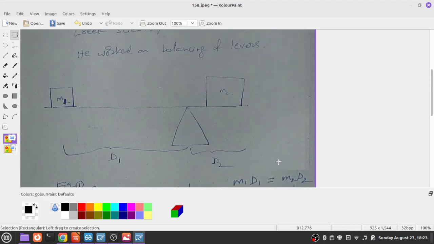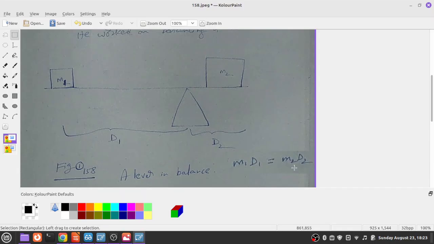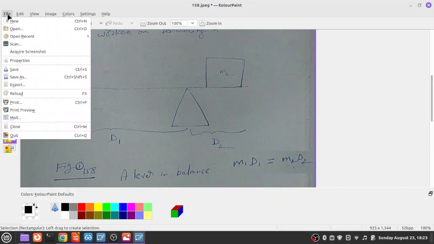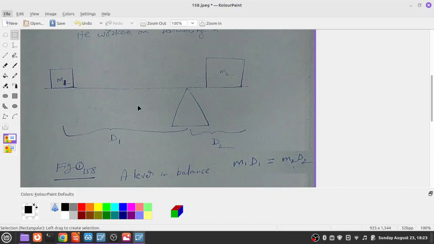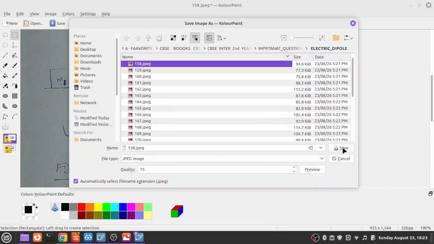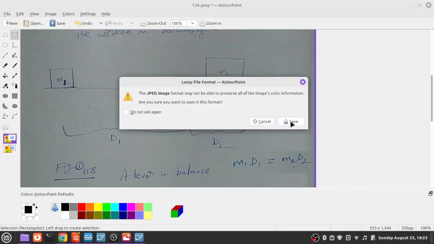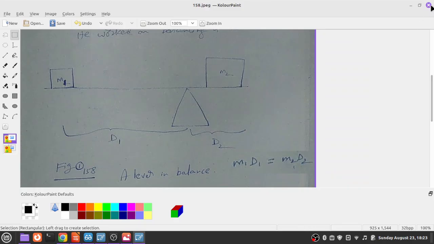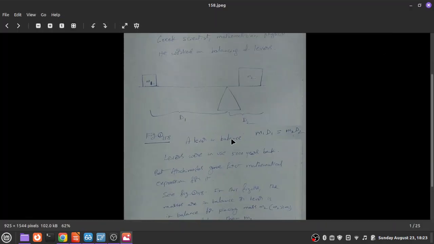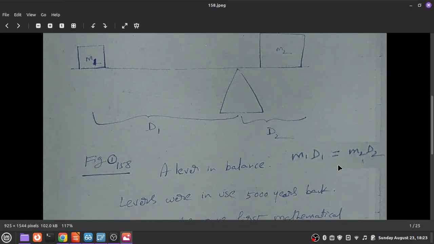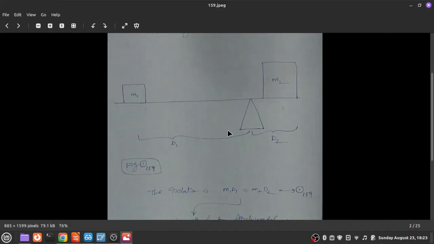This is m1 d1 is equal to m2 d2. This is the formula invented by Archimedes. m1 d1 is equal to m2 d2. Okay, let us move to another slide.